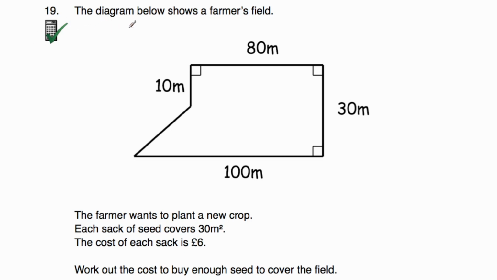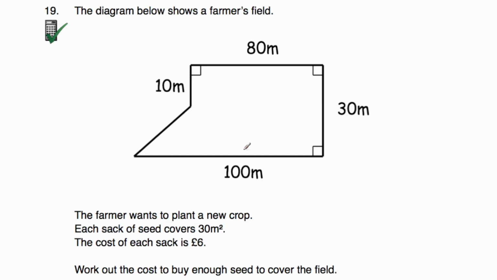Question number 19 says the diagram below shows a farmer's field. So we've got this field and a farmer wants to plant a new crop. Each sack of seed covers 30 meters squared, or 30 square meters. So whenever he goes in the shop and buys a sack of seed, it'll cover 30 square meters of this field. And each sack costs £6. Work out the total cost to buy enough seed to cover the field.